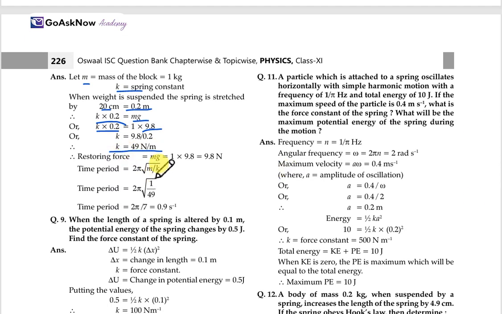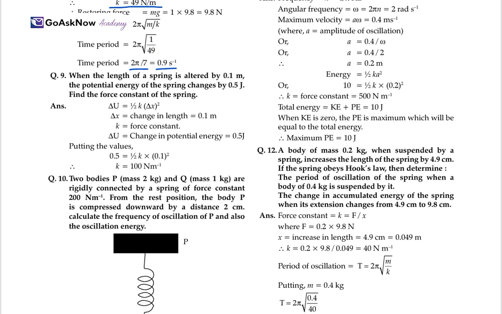So the time period will be T equal to 2 pi square root of m by k. We substitute the values: 2 pi square root of 1 upon 49. So the time period will be 2 pi upon 7, which means we get 0.9 seconds. This will be the value of the time period.